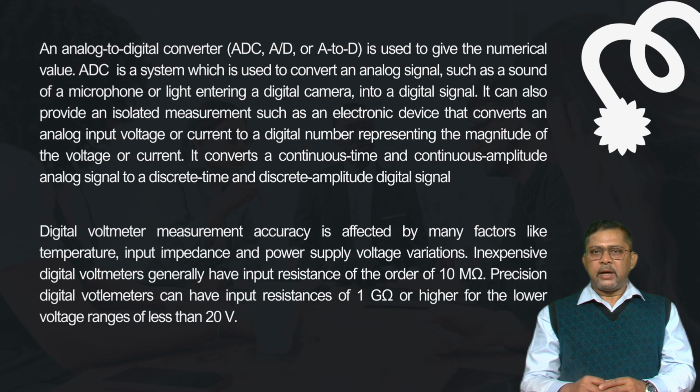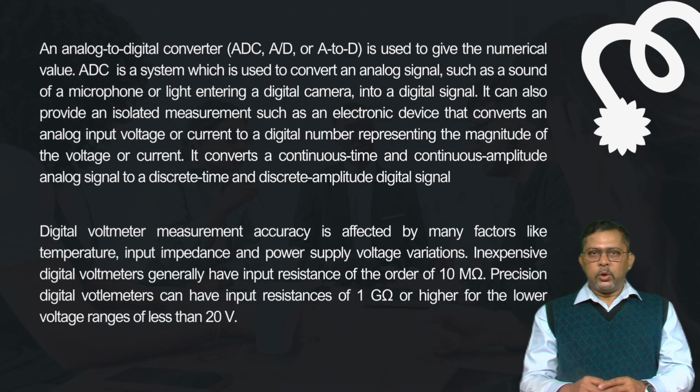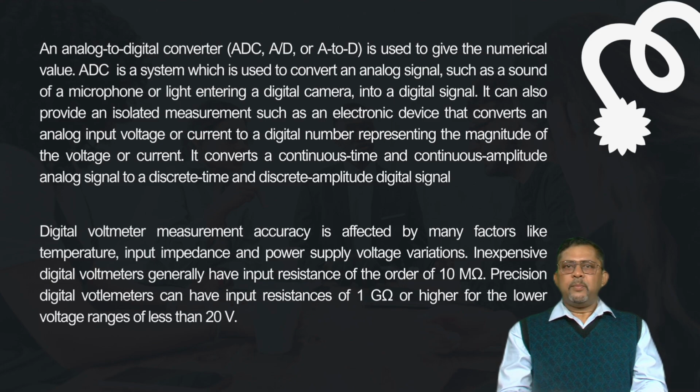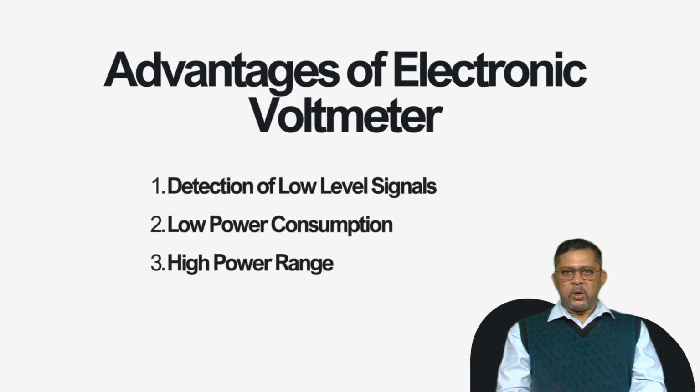Digital voltmeter measurement accuracy is affected by many factors like temperature, input impedance, and power supply voltage variations. Inexpensive digital voltmeters generally have input resistance of the order of 10 megaohm. Precision digital voltmeters can have input resistances of 1 gigaohm or higher for the lower voltage ranges of less than 20 volt.